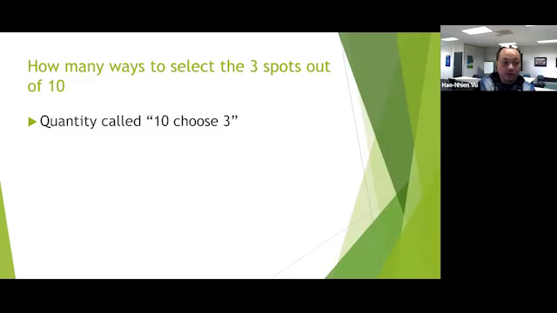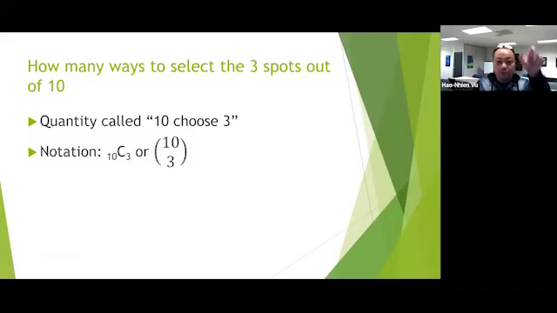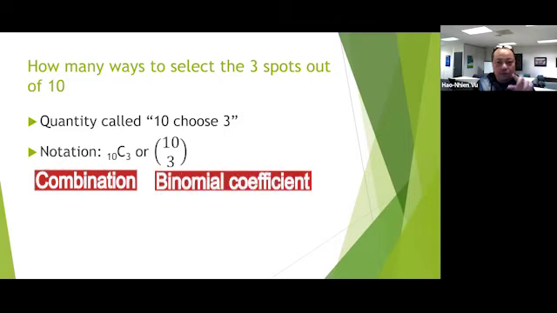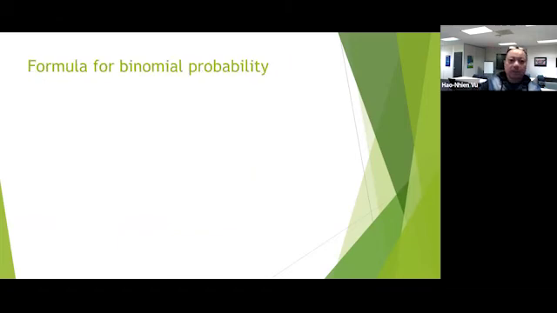There are 2 notations for it, either 10 choose 3 with the letter C, or 10 choose 3 vertically inside the big parentheses. The official name for the 10 choose 3 with a C is called the combination. And the official name for the 10 choose 3 vertically on top of each other is called the binomial coefficient. Now that we have a notation for that number of ways to select 3 spots out of 10, we can write the formula for the binomial probability.